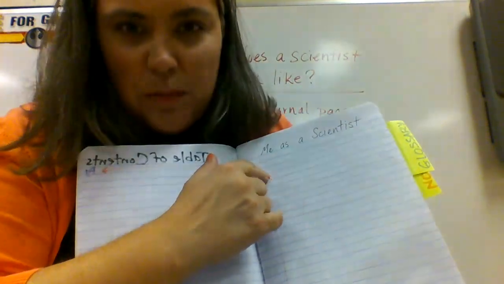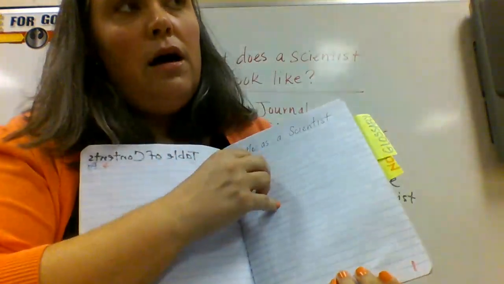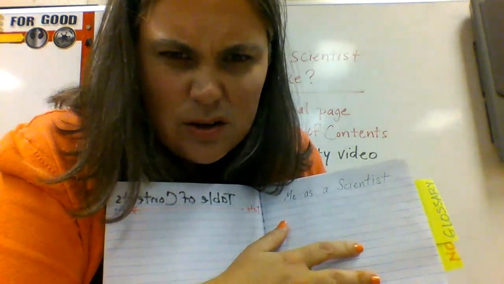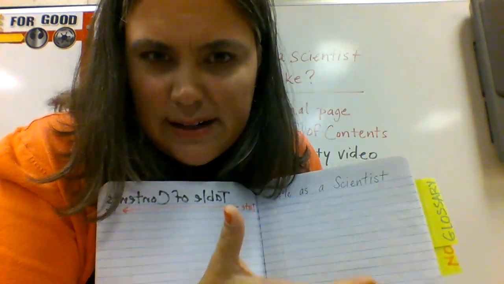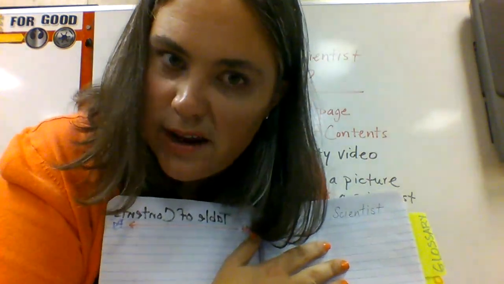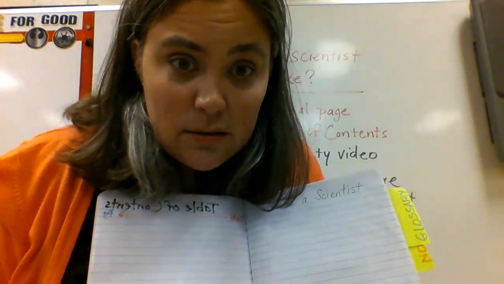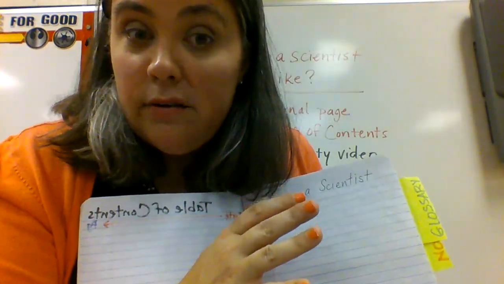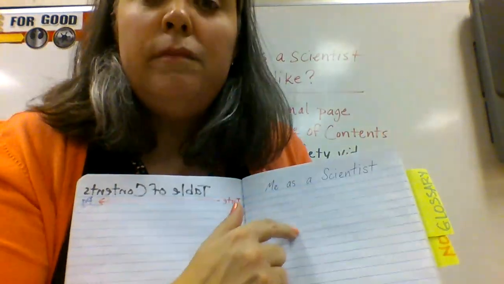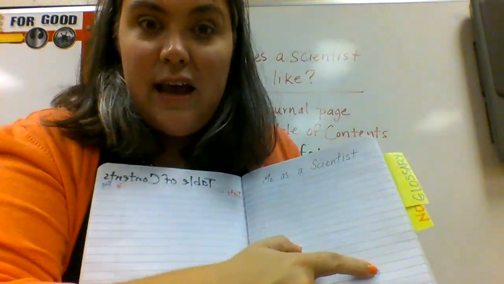And I want you to leave yourself space to write some labels, some captions of what a scientist is going to wear. What is a scientist going to look like? What is a scientist going to be carrying with them? Do all scientists look the same? Do they all carry and wear the same things? You decide for yourself what you would look like as a scientist. And please put captions, labels around.